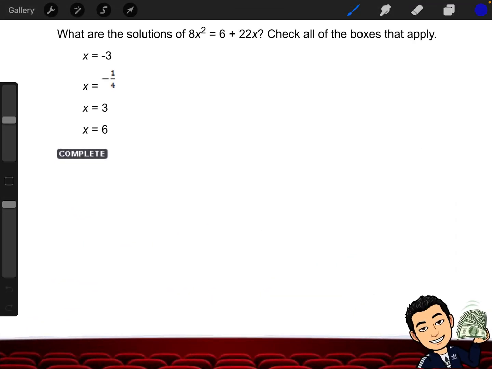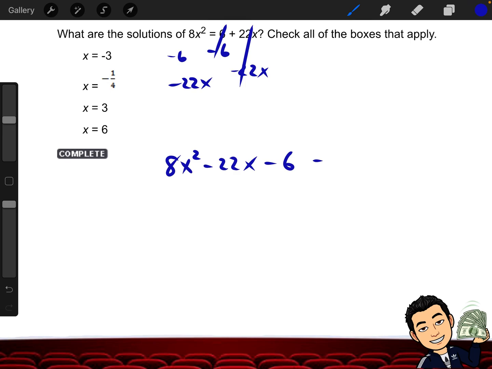All right, so what's the solution of that? First of all, I want to subtract 6 on both sides, and I want to subtract 22x on both sides. So that's going to cancel the right expression and set it equal to 0. So I'm going to rearrange it: 8x squared minus 22x minus 6 is going to equal 0. So go ahead and just factor it.